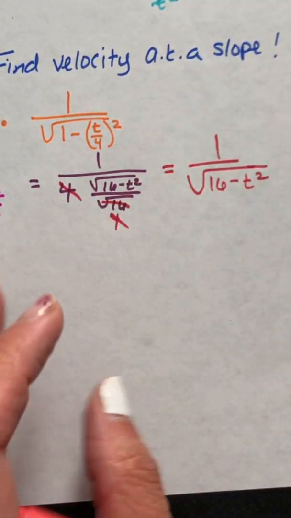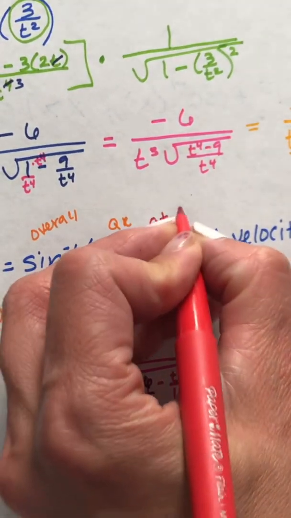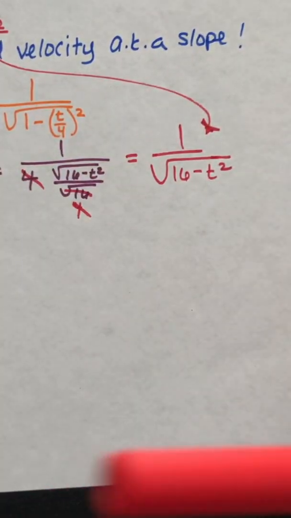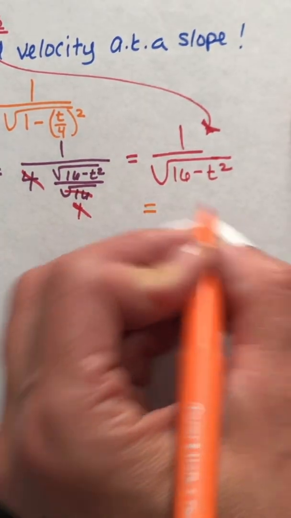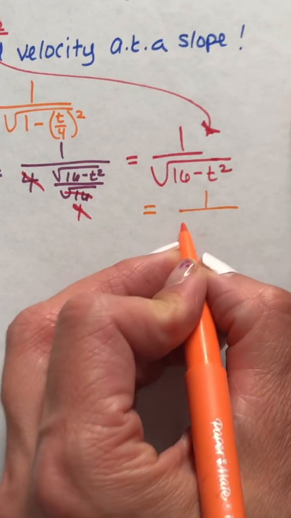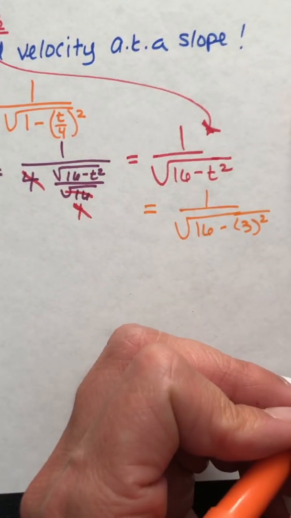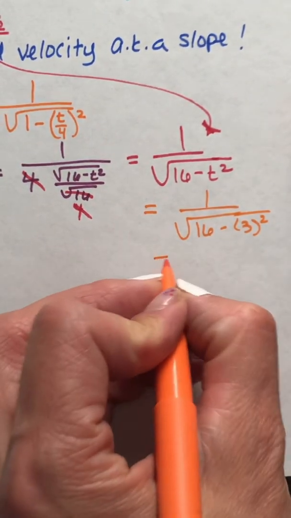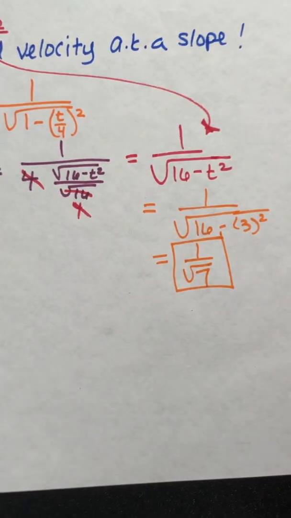Oh, I forgot to put at what t value. They wanted us to find the slope at a specific t value. It was at t equals 3. My bad, I forgot that. That was in the instructions on this problem. So now we're going to take that and plug it in for t down here so that we can find the slope. Because how can we find the slope without plugging something in? Slope formula, though. So 1 over the square root of 16 minus 3 squared. Well, 3 squared is 9. 16 minus 9 is what, 7? So this is just 1 over the square root of 7. And that would be the slope at t equals 3.